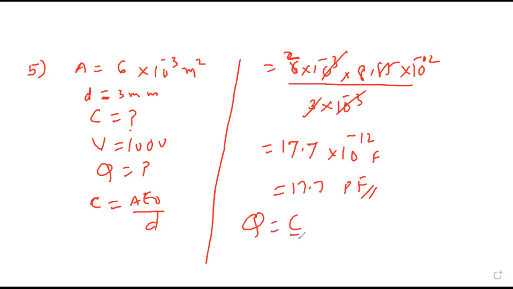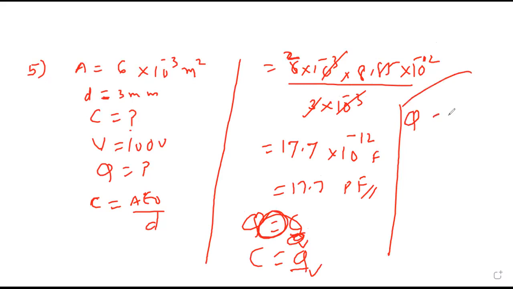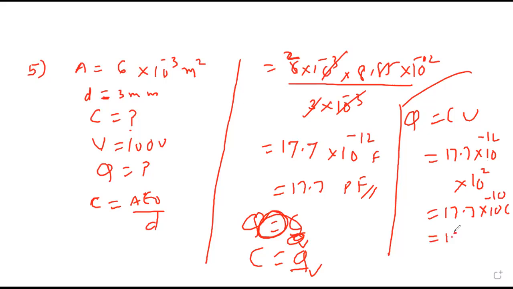Then C is Q by V, so Q equals CV. C is 17.7 into 10 raised to minus 12, V is 100. That will become 17.7 into 10 raised to minus 10 coulomb, which you can write as 1.77 into 10 raised to minus 9 coulomb. Good.